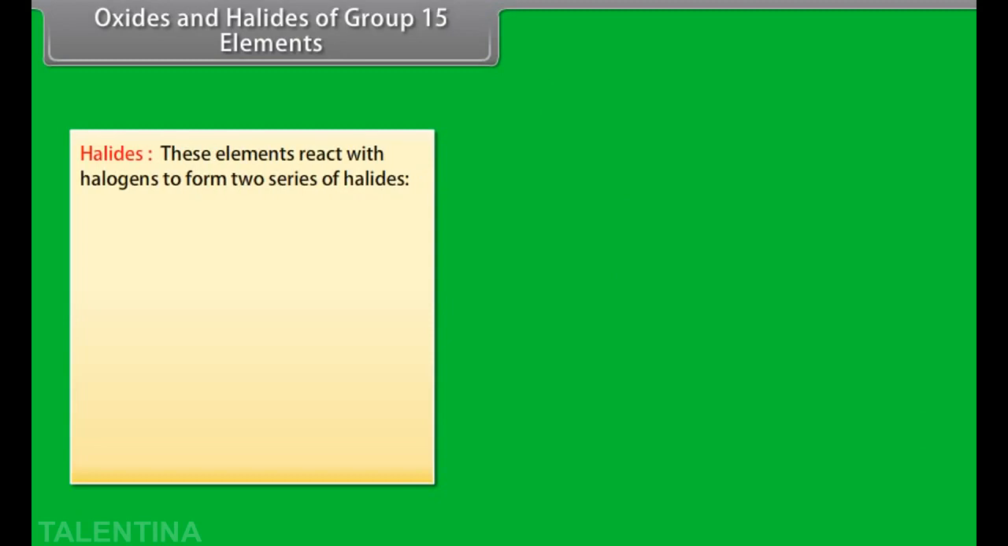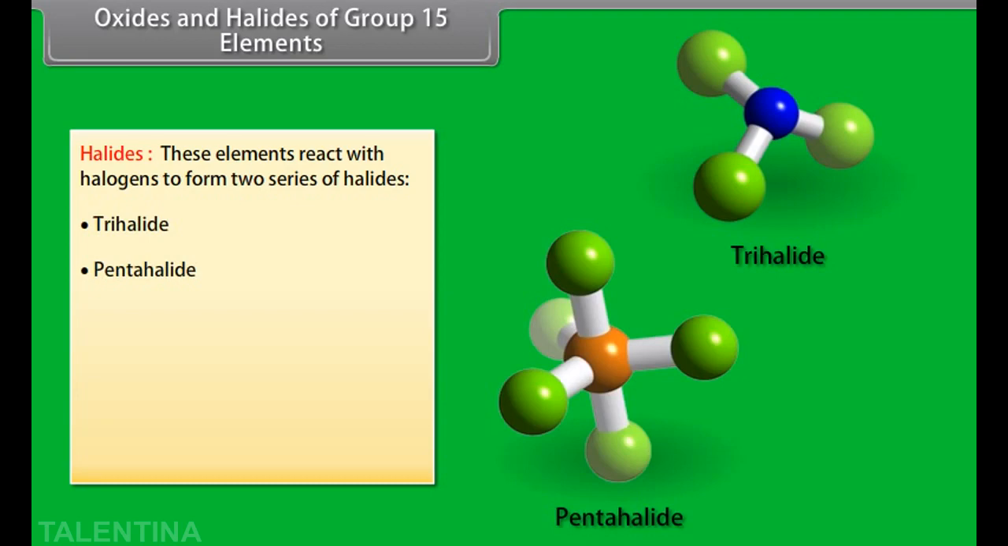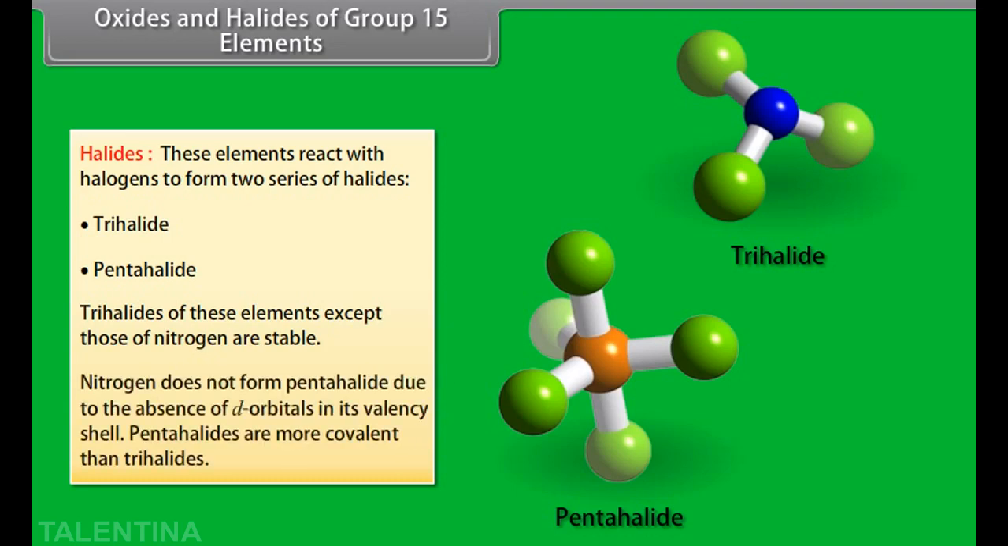Halides. These elements react with halogens to form 2 series of halides: trihalides and pentahalides. Trihalides of these elements except those of nitrogen are stable. Nitrogen does not form pentahalides due to the absence of d orbitals in its valence shell. Pentahalides are more covalent than trihalides.